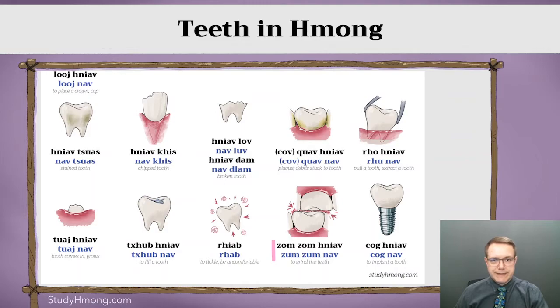Next, for grinding the teeth, we have zho nia, or in Green Hmong, zhu na. And we use the verb zho or zhu twice to imply it's happening multiple times. It's happening a lot. Finally, for an implant, if you're going to implant a tooth, and this is an example of how Hmong would describe it, by means of a verb, they say you would plant a tooth. So they say jaw nia, or jaw na, and that would be, specifically not an implant, but to implant or plant a tooth.